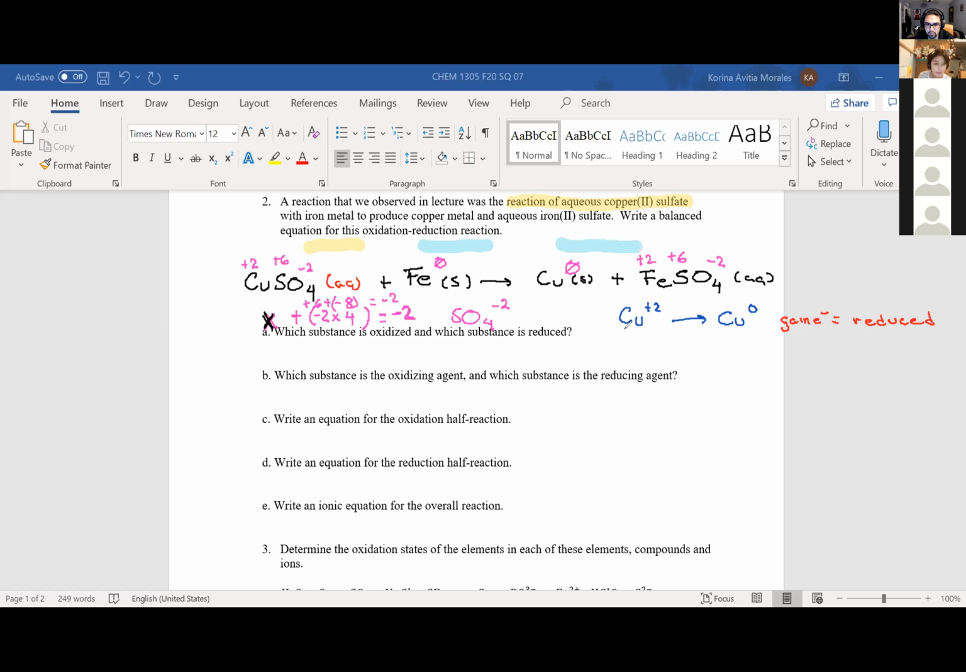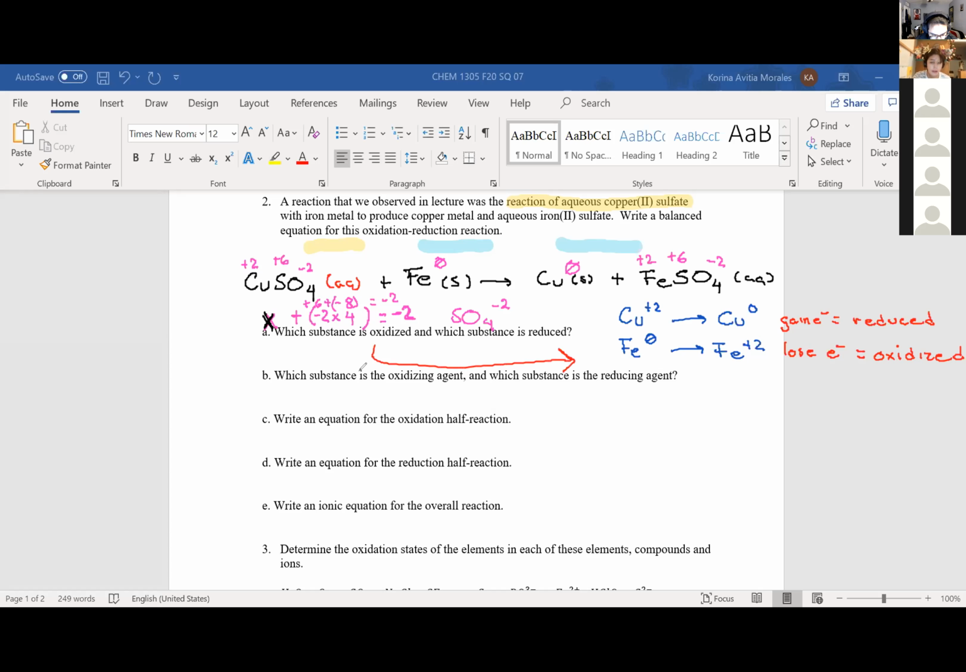Iron is getting oxidized. Okay, iron is getting oxidized from what to what? 0 to +2. Okay, so it's losing electrons. So it's getting oxidized, like you guys said. All right, you guys are quick. Okay. Don't forget this. All right, what else? So we already found out which substance is being oxidized and which one is being reduced. This is what we have over here.